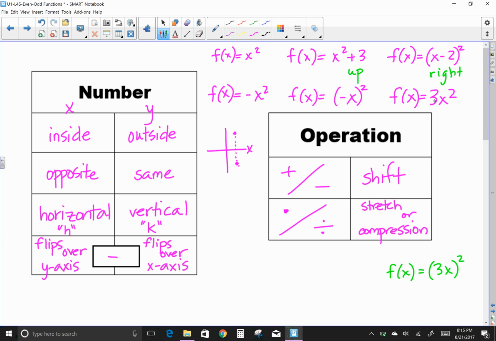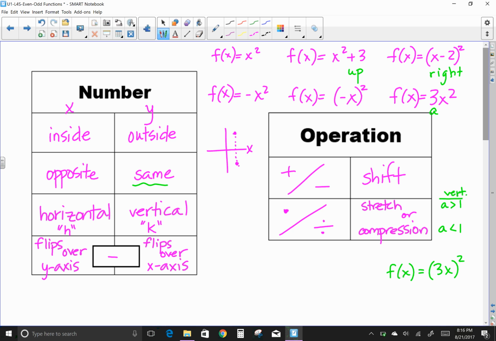Okay, it's outside, it's affecting the y, it's a stretch, and this number in the front being multiplied by anything is always referred to as that a value. So vertically, if a is larger than 1, we have a stretch, and if a is less than 1, we have a compression. Okay, this is for vertical. So if horizontal, we would do the opposite. So if it was horizontal and a was greater than 1, you would have a compression. And if a is less than 1, you would have a stretch, because you always do the opposite.